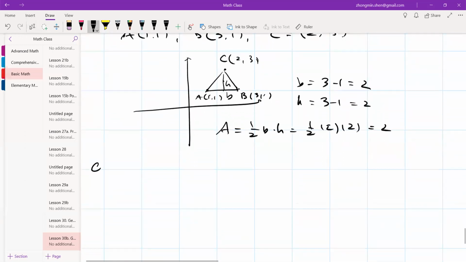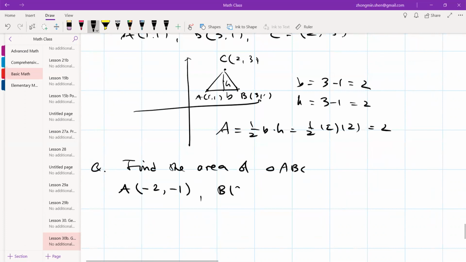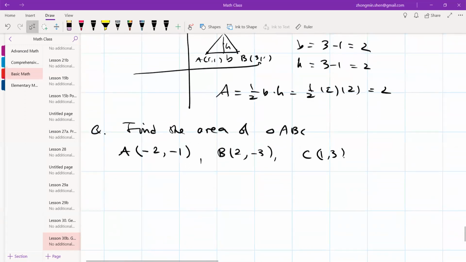All right. So the next one. Find the area of the triangle ABC. A has coordinates (-2, -1). B is going to be (2, -3). C is going to be (1, 3). Wow. I wish one of you could give me the answers.